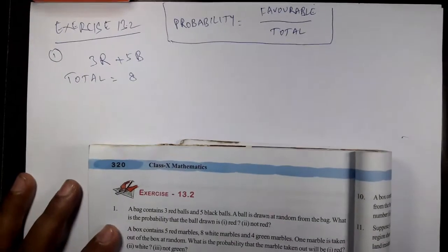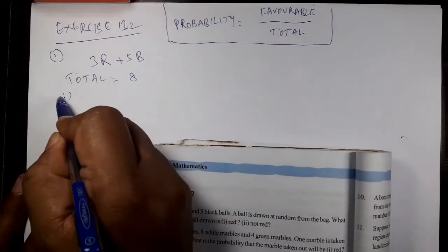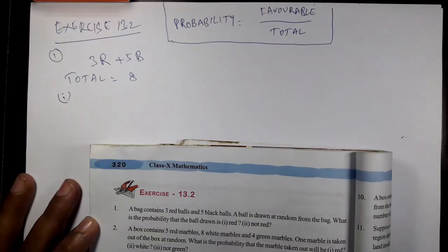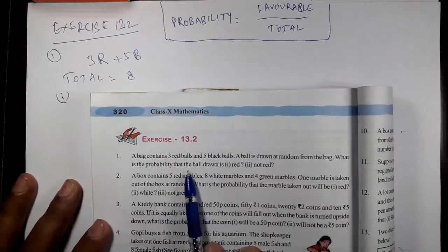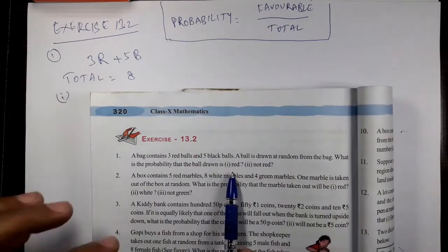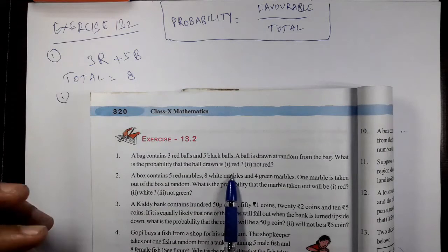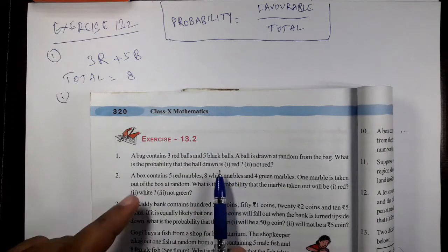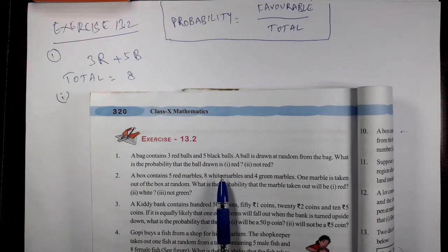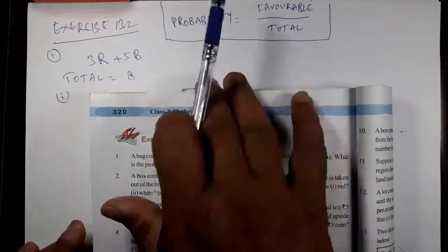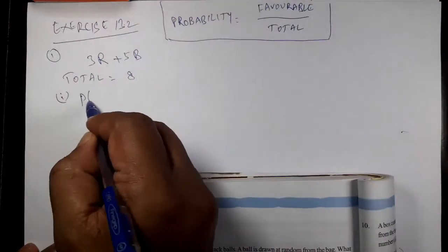Now, coming to the question, of course, it has 2 parts. What is the first part? What is the probability? Of course, you have drawn one ball at random. At random means you are not looking inside the bag to draw one ball, right? You have drawn one ball. What is the probability that that is a red ball? Probability of getting a red ball.